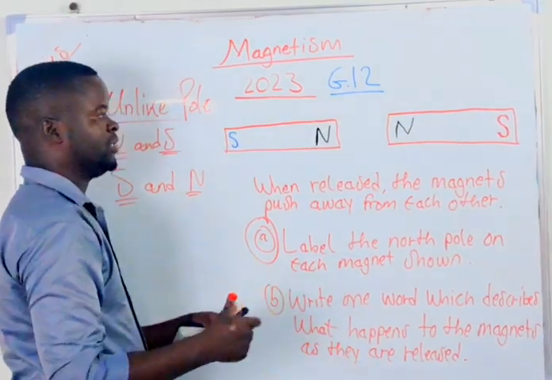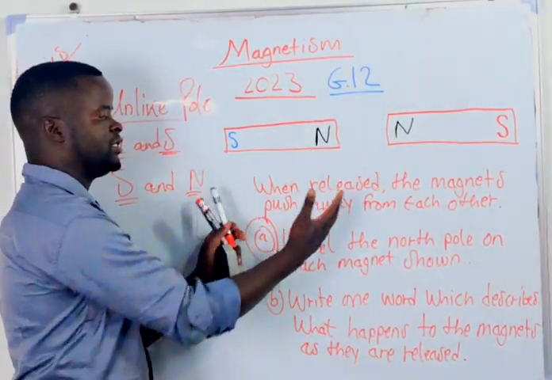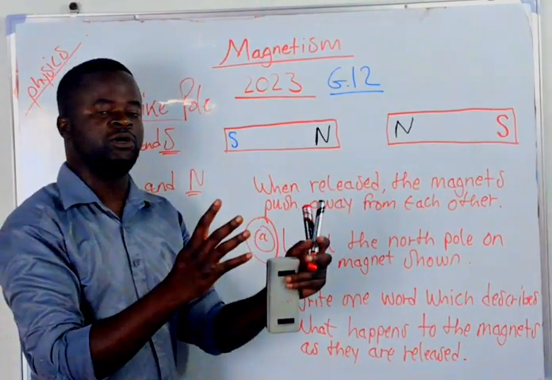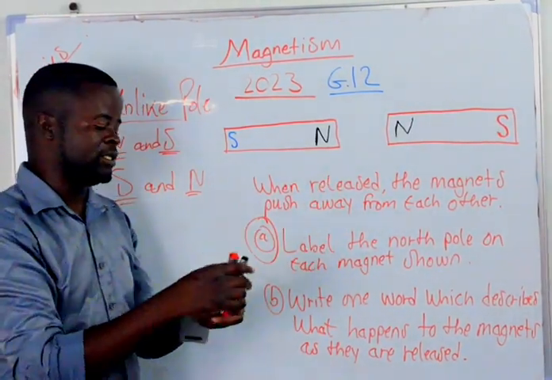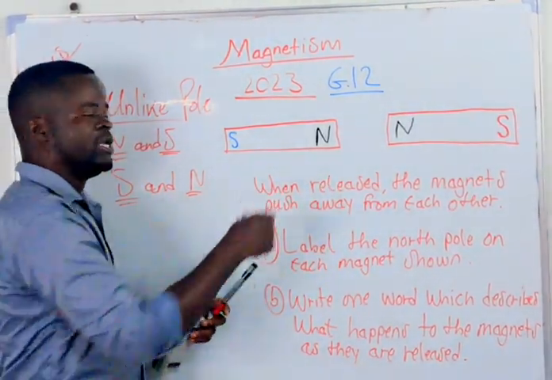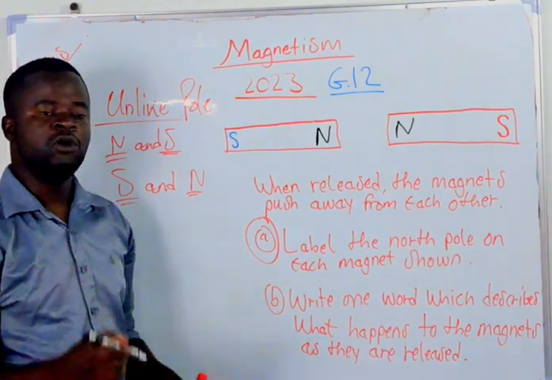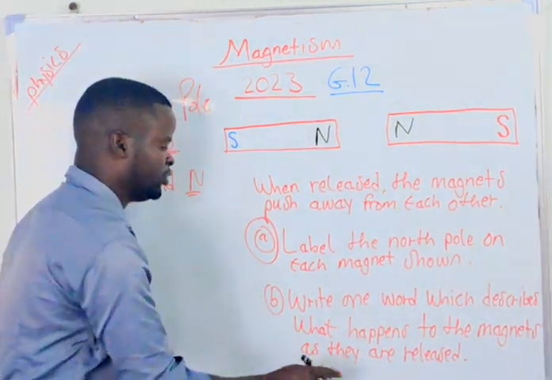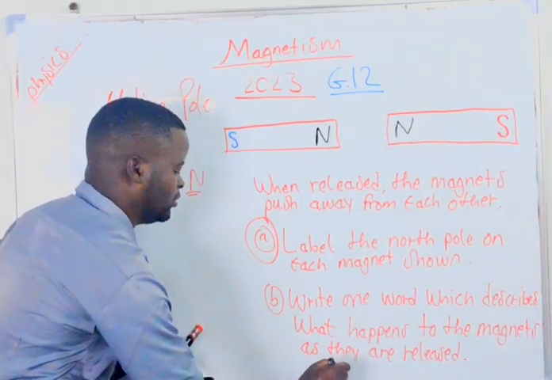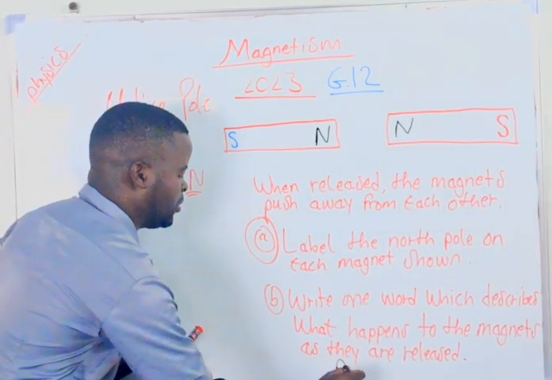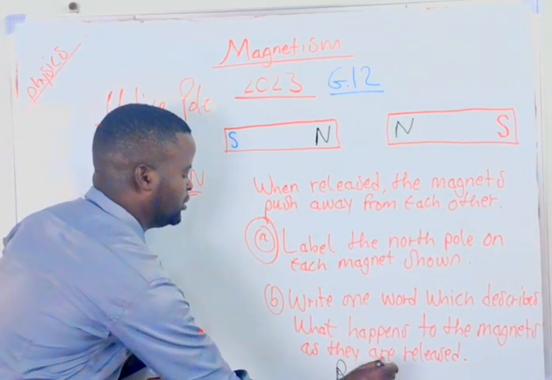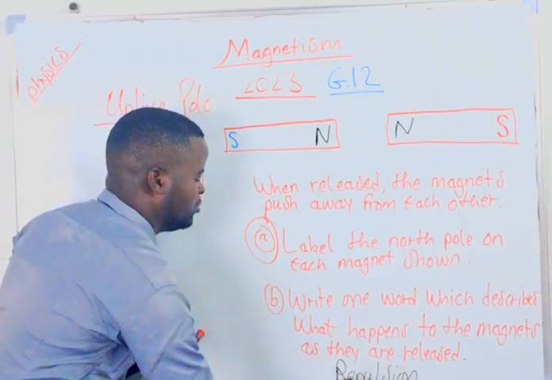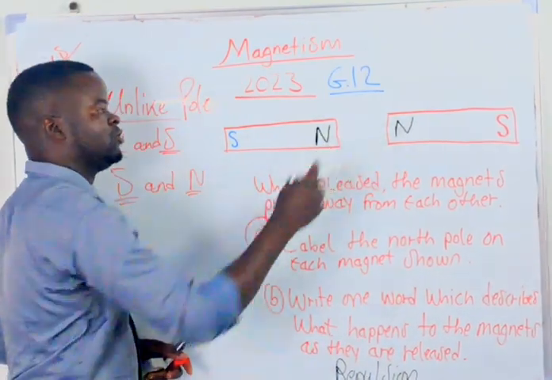Next: write one word which describes what happens to the magnets as they are released. So what has happened to the magnets? If the statement says that after they were released together they pushed away from each other, this simply means that the word we can use is repulsion, or repel. So the two bar magnets repel, and repulsion is the word we are going to use. This is the word describing what is happening between the two bar magnets.